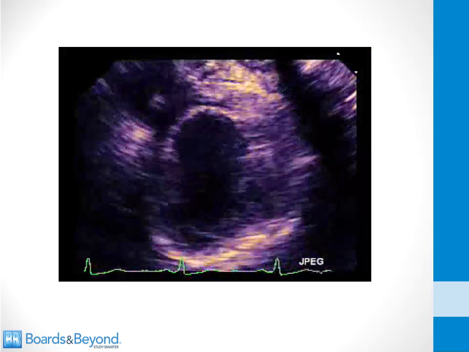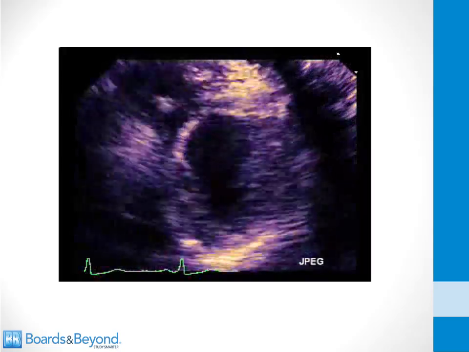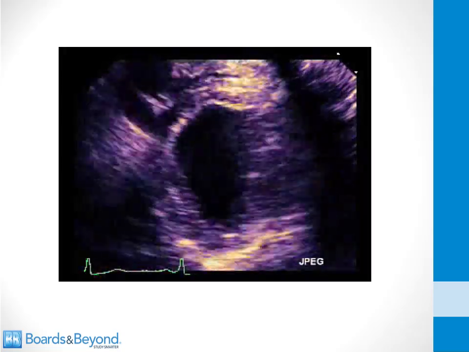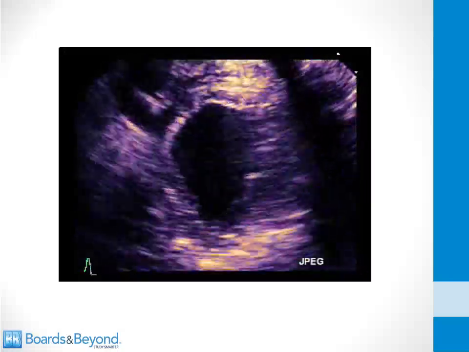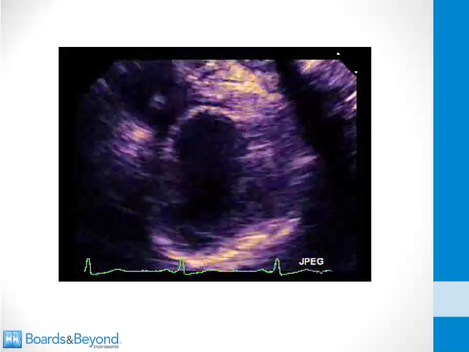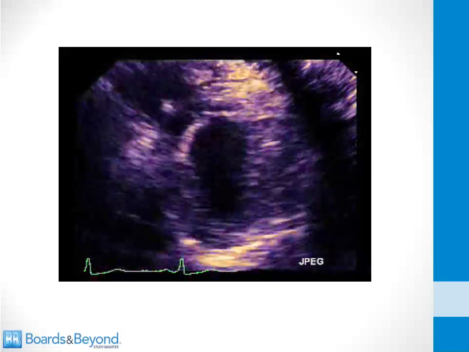On the screen is an echocardiogram of the left ventricle of a patient's heart. You can see there are QRS complexes rolling along the bottom of the screen, and each time there's a QRS complex, the walls of the left ventricle thicken and move towards the middle. When this happens, it shrinks the volume inside the left ventricle and pushes blood out into the aorta.